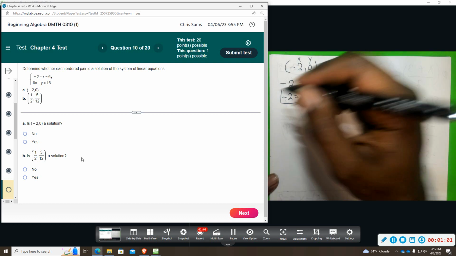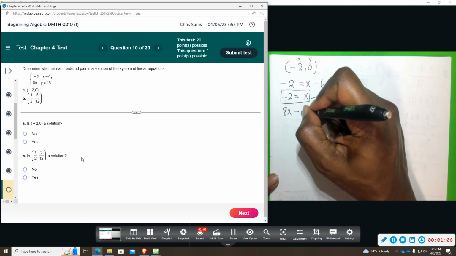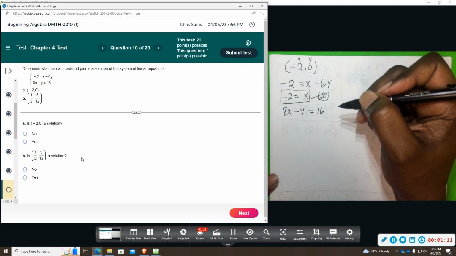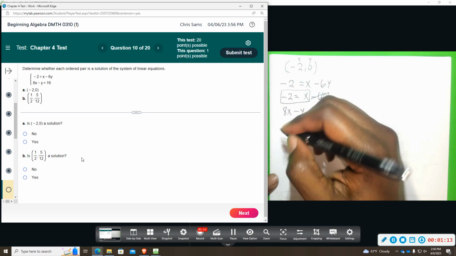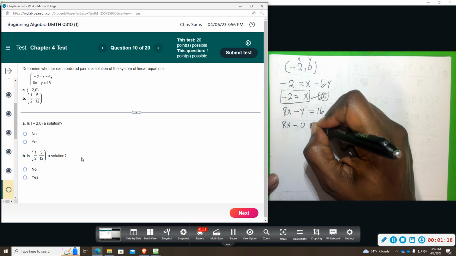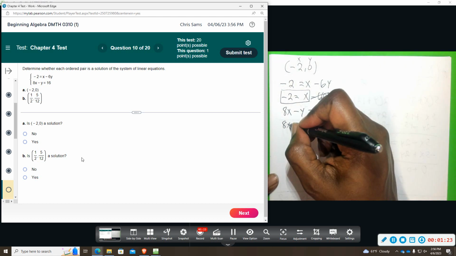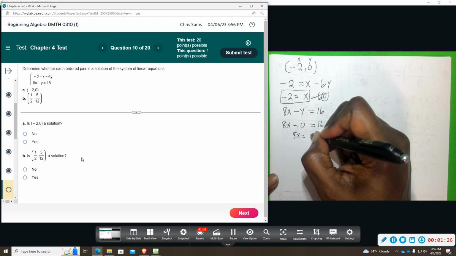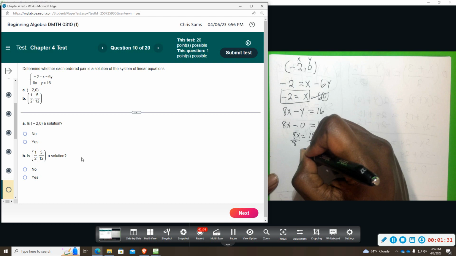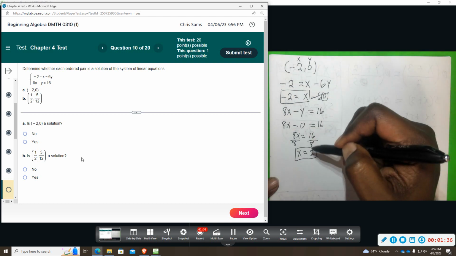All right, so I'm going to try the second equation. So I have 8x minus y equals 16. Plug in the 0 for y. 8x minus 0 equals 16. 8x equals 16, divided by 8, and we get x equals 2, which is not the same. We need x to be negative 2.